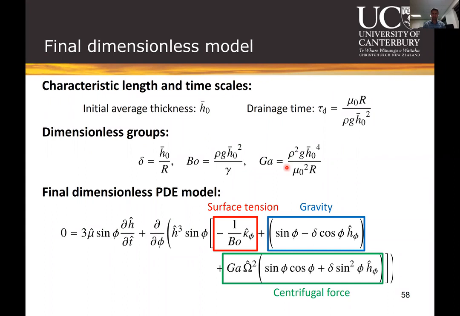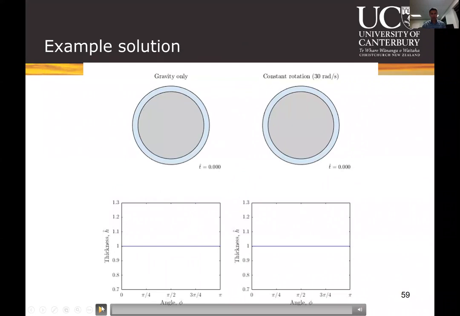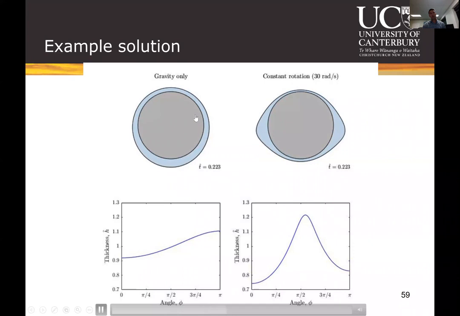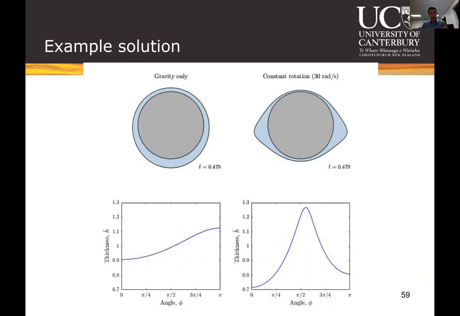I'll just show you quickly what the solutions look like. On the left-hand side we have a film that drains due to gravity alone, and you see that the film thickens at the southern hemisphere because the film drains by gravity. This has been exaggerated just for the purpose of visualization. When you introduce a centrifugal force along the vertical axis, you see that the film thickens around the equator. That's obviously a result of the centrifugal force.